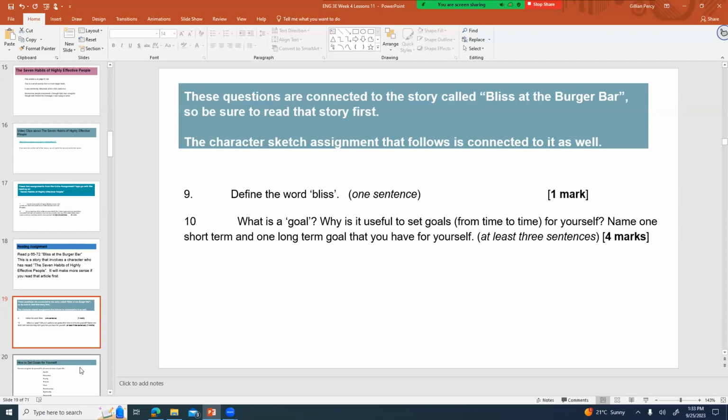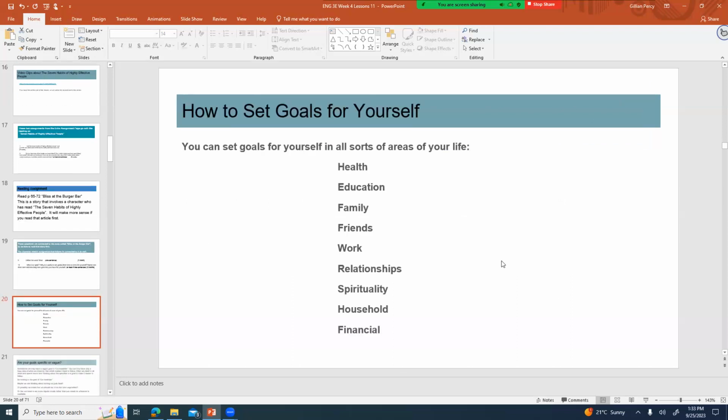I thought maybe we should take a quick look at setting goals, because I wasn't sure if people had really seen a lot of the stuff that's out there on setting goals. You can set goals for yourself in all sorts of areas of your life: health, education, family, friends, work, relationships, spirituality, household, financial. It doesn't matter. Anything is perfectly acceptable.